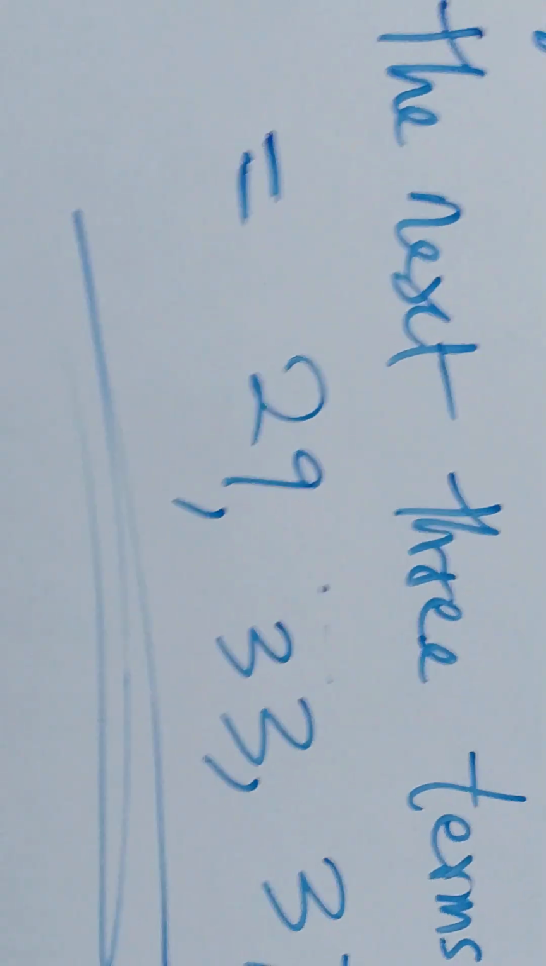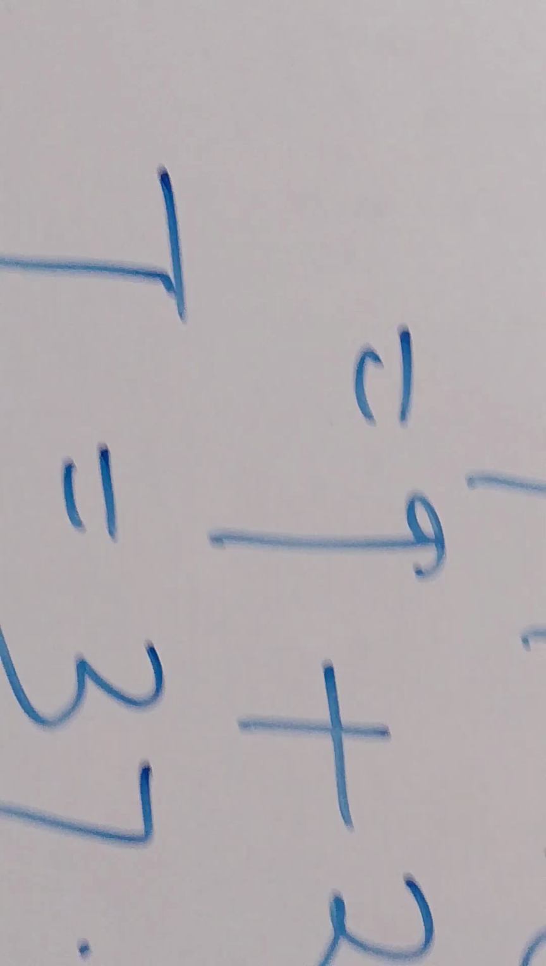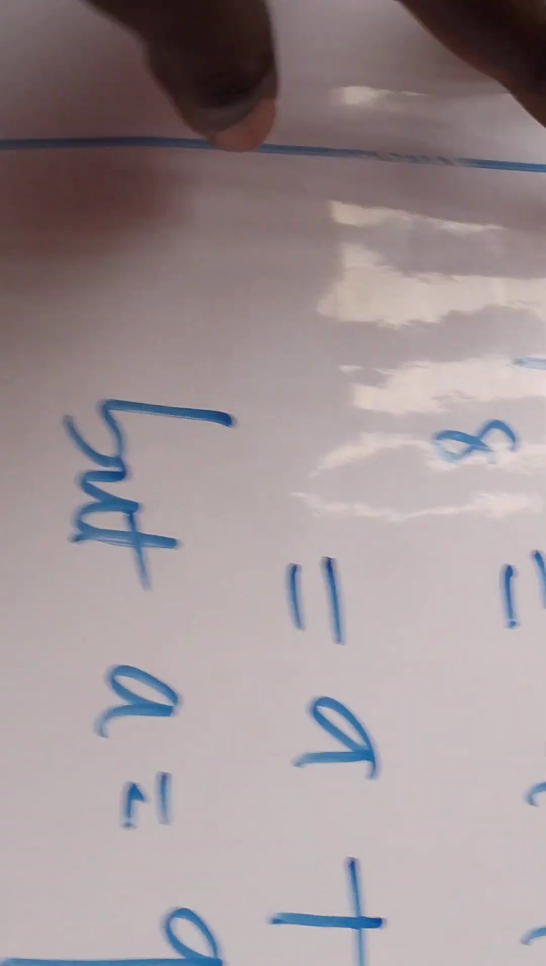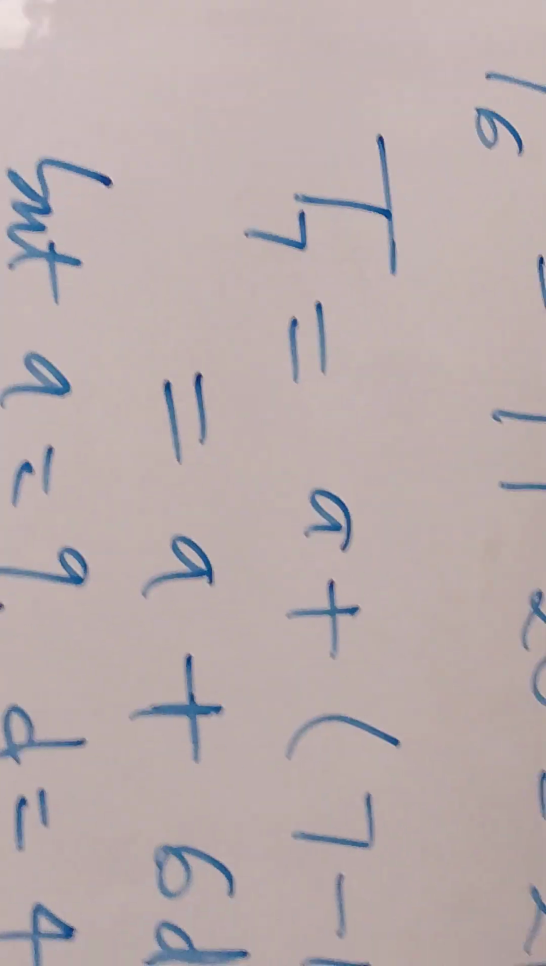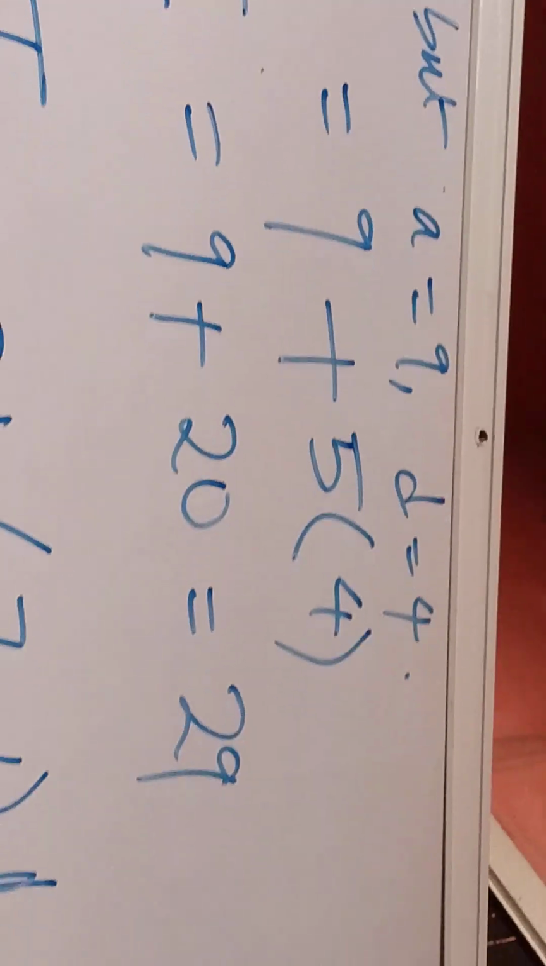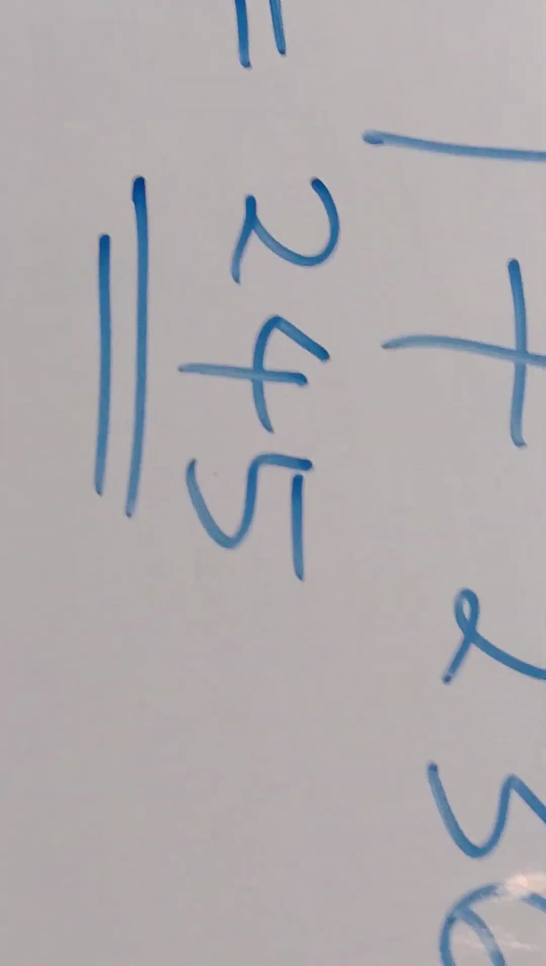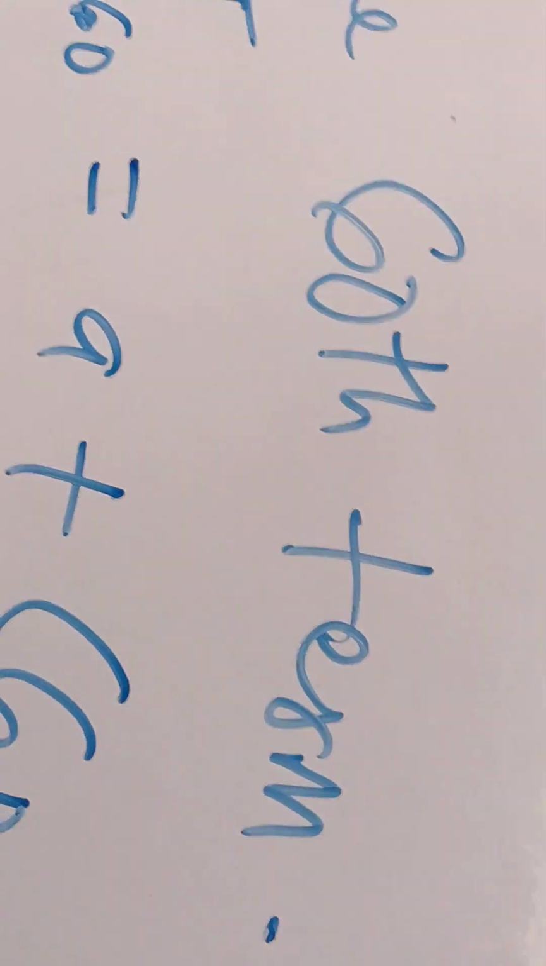Alright, that is it. We have come to the end of this lesson today. Remember we had the eighth term, T8, as 37. We had T7 as 33, and we had T6 as 29. We also had the 60th term as 245. And then we had the values of Z, X, and Y. The value of Z is 21.